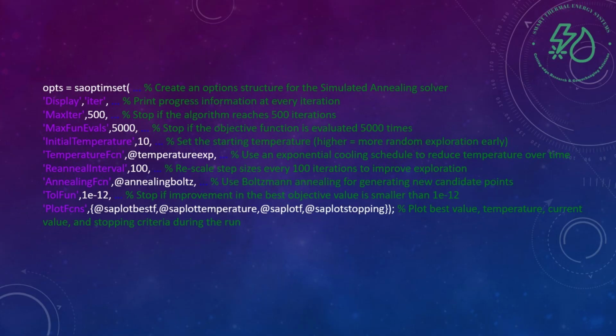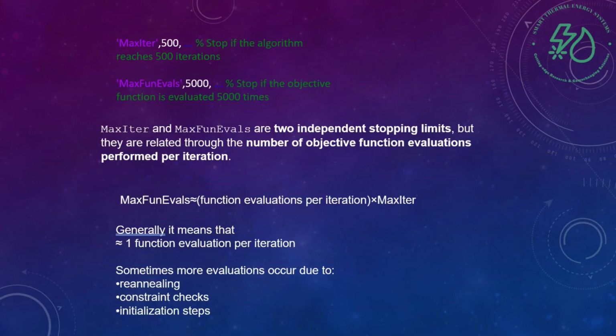After reviewing the option list, we want to explain more about the details. Now we want to have more explanation about the options that we can put inside the function of the simulated annealing options. The first one is max iteration and max fun evaluations.